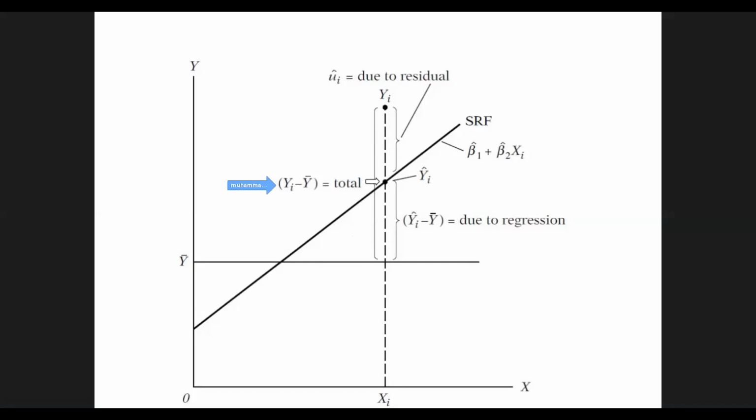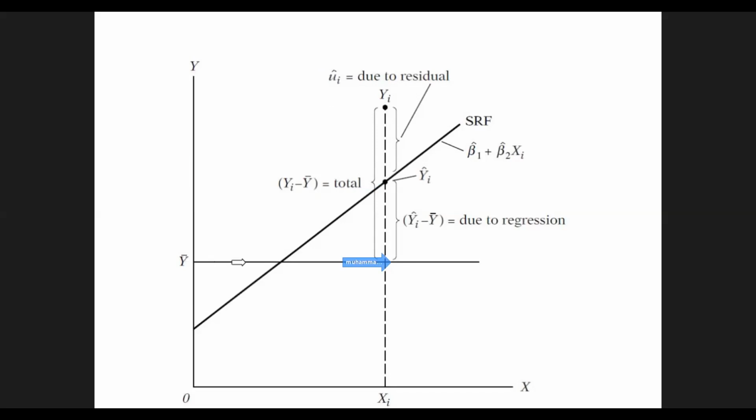Similarly, this line is the estimated regression line. When you find the values of beta 1 hat and beta 2 hat, then fit the values of xi, you will get this line. On this line, we consider a value which is yi hat. This is yi. Now if we subtract this actual value from this estimated one, you will get the error ui hat. In the second case, again, this is yi hat. This is our mean y bar having some value.